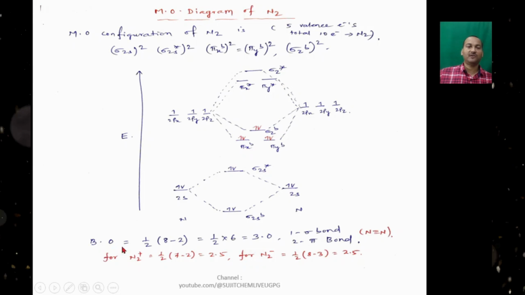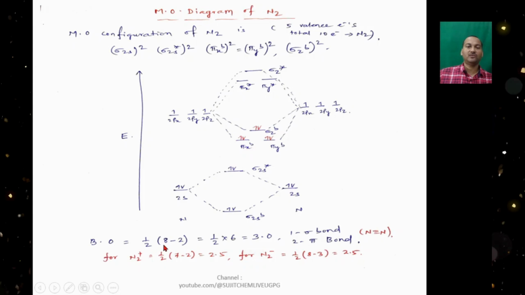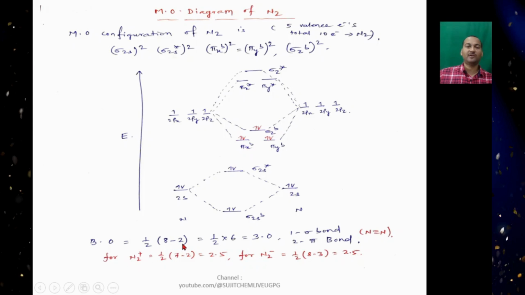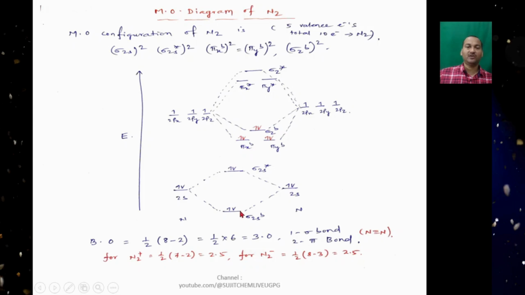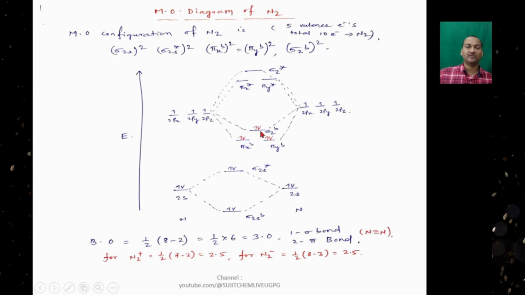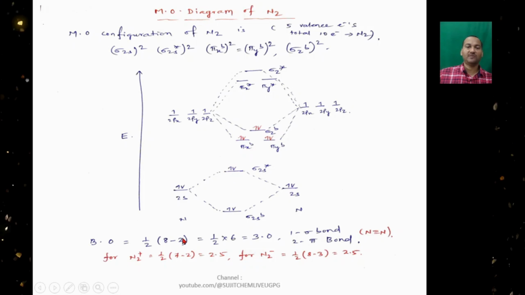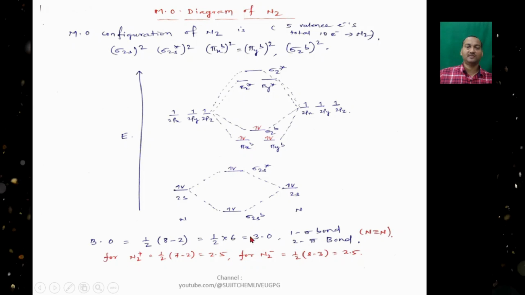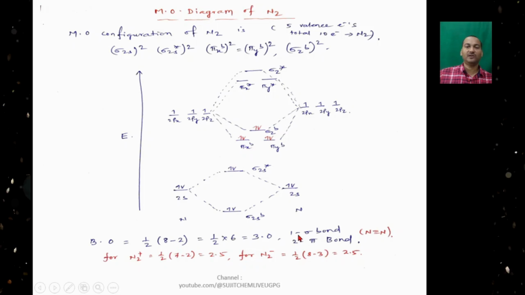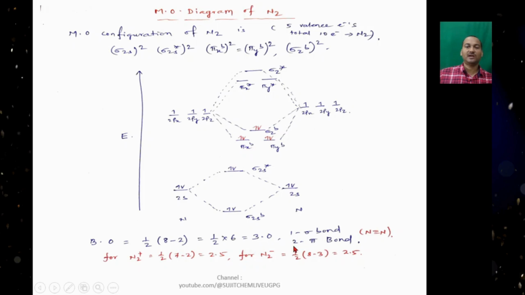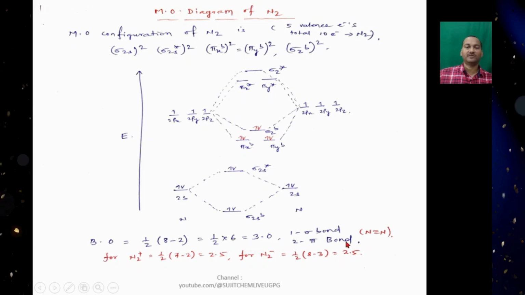So bond order is found to be 1 by 2 whole into number of bonding electrons minus number of antibonding electrons. So bonding here 2 and here 6, so total 8 and number of antibonding here is 2. So that's why 8 minus 2, so that is 6 by 2, that is 3. So bond order is found to be 3, so 1 sigma bond and the other will be 2 pi bonds.